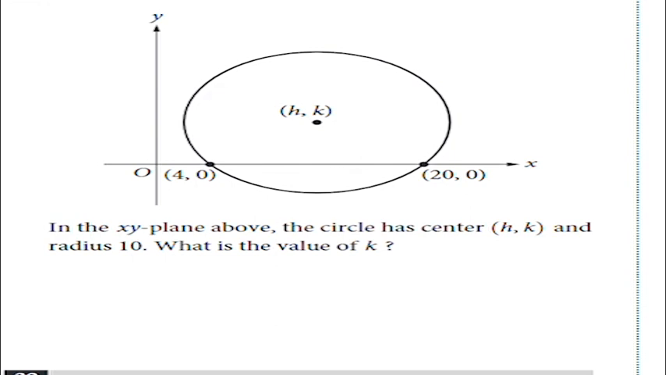All right, guys, so we got question 31 over here. It is a circle question. People tend to mess up on these. It's not difficult. I'm going to show you how to do it.